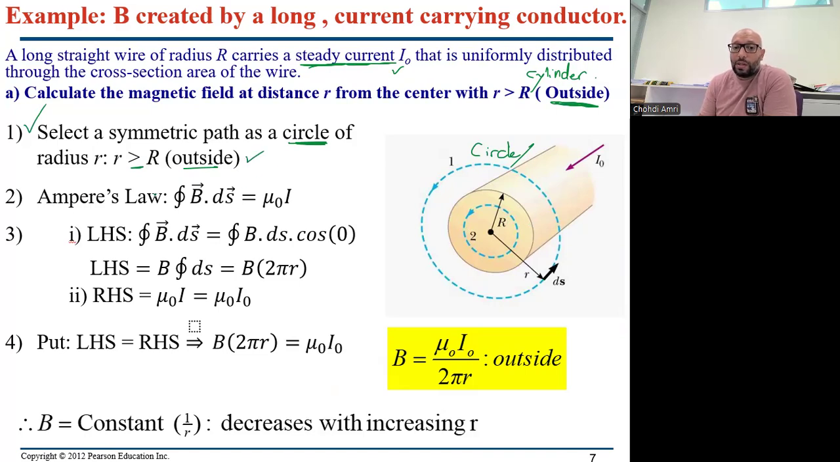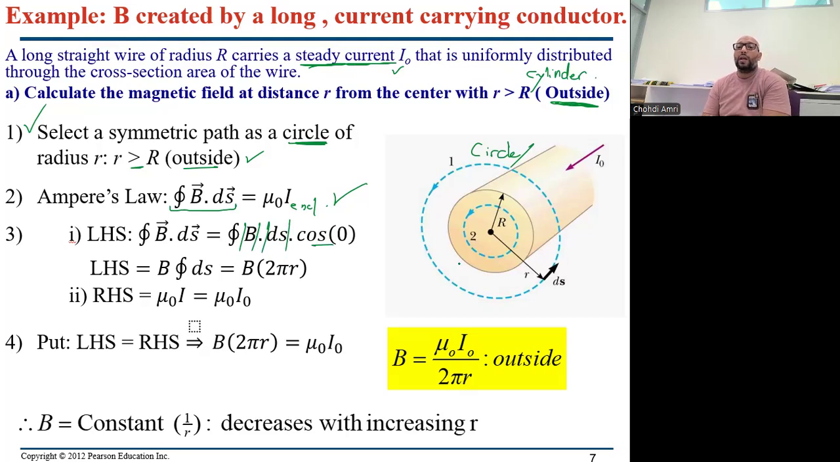Step number 2, write Ampere's law. Line integral through a closed path of B dot ds equals mu naught multiplied by the current enclosed by the path. It's verified. Step number 3, left-hand side. As you see here, we have a dot product between B and the line element ds. Dot product means the magnitude of B multiplied by the magnitude of ds multiplied by the cosine of the angle between the vector B and the vector ds.